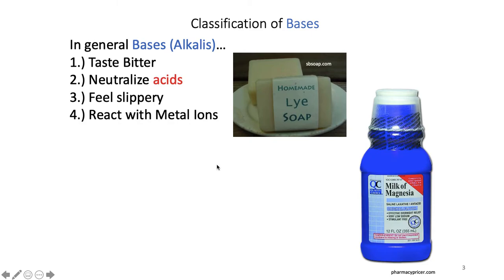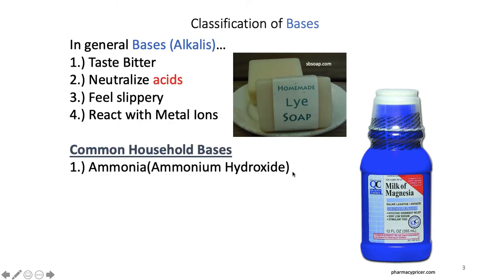Now let's talk about some common bases that we see in everyday life. Ammonia: a lot of people clean with ammonia, ammonium hydroxide. It's another cleaning agent that we commonly use in our houses. Ammonium hydroxide is a base.